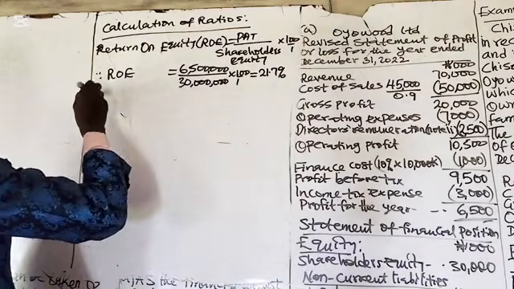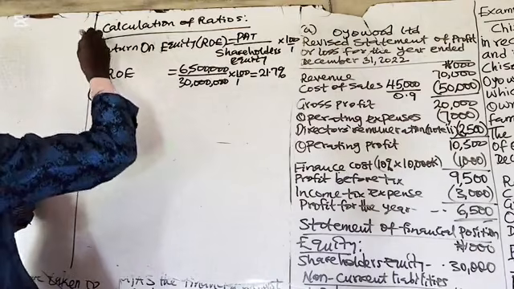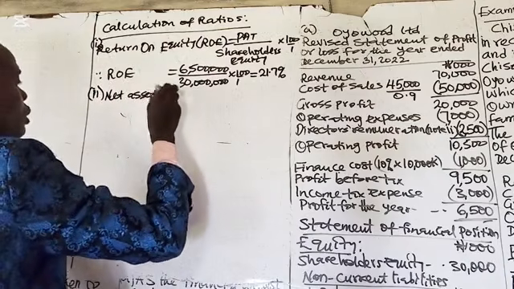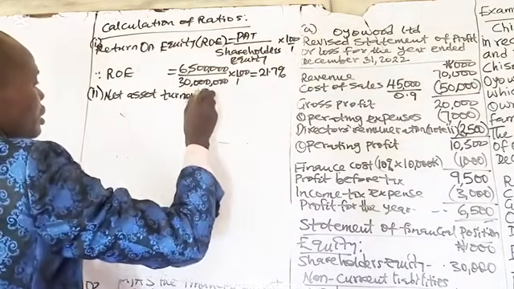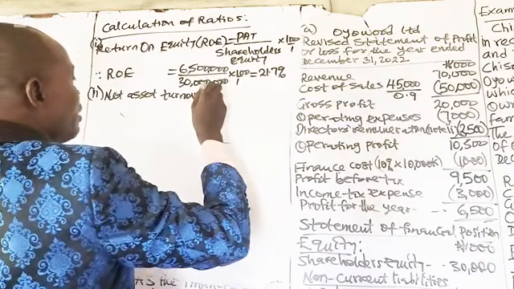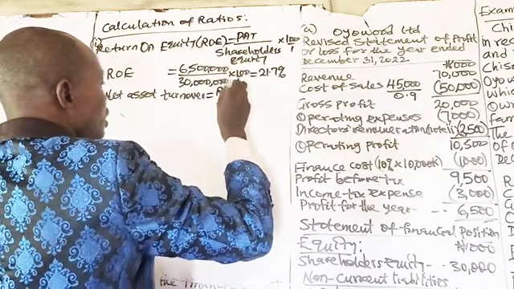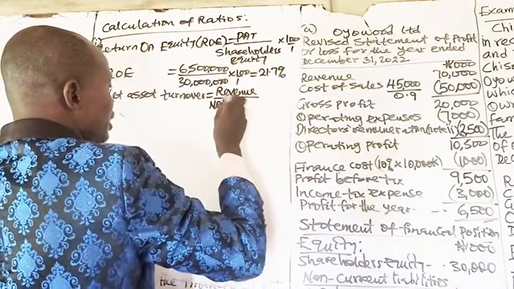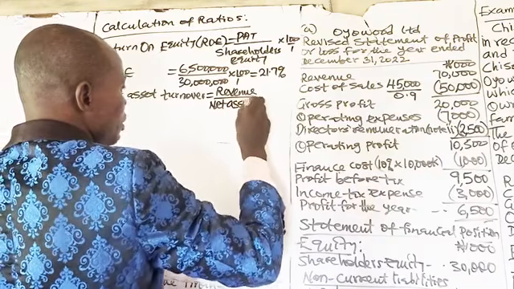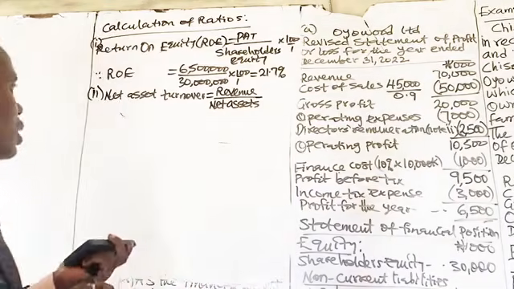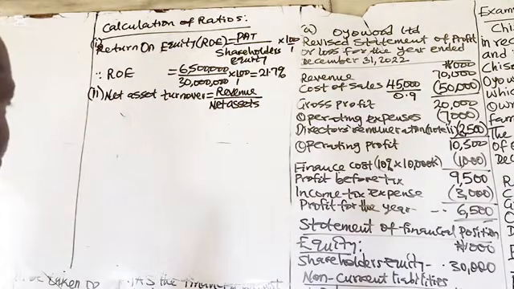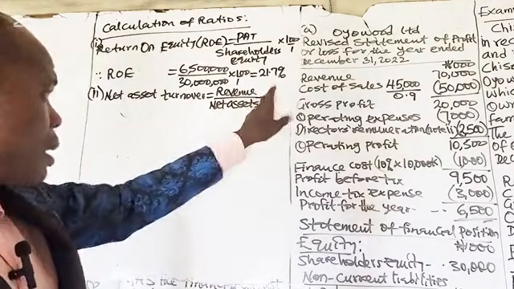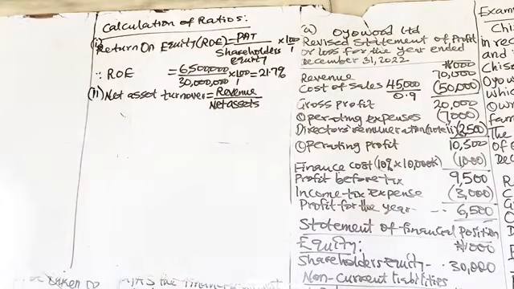Net asset turnover, that is number 2. Turnover means sales, so that will be revenue over net assets. Since it is not given in days but in times, you make use of the formula. But if it is in days, multiply by 365 days, unless otherwise stated.